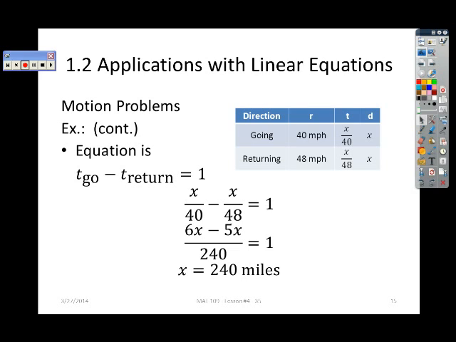And x, we said, if you look back, x was defined to be the distance. So x is the number we're looking for, and distance has units of miles, so it was 240 miles. I multiplied everything by 48. I got rid of my fractions. I'm combining some steps here to save space on my slides.